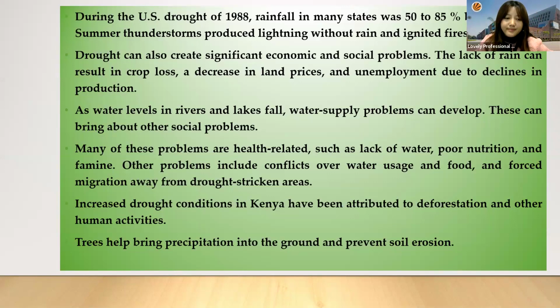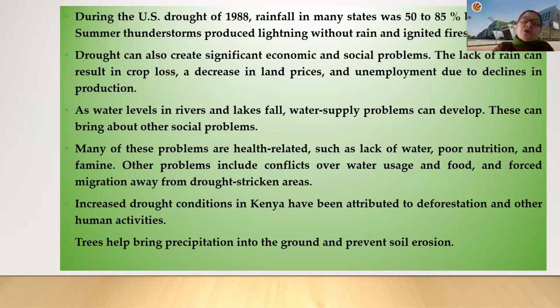And social problems also rise due to the lack of water and lack of food. Fights increase among the people over proper resources. These problems can cause health-related issues, and other problems include conflicts over the water with other areas where water deficiency does not exist. There is a case like increased drought conditions in Kenya, which have been attributed to deforestation and other human activities. You know that trees and vegetation help in bringing precipitation to the ground and prevent soil erosion.